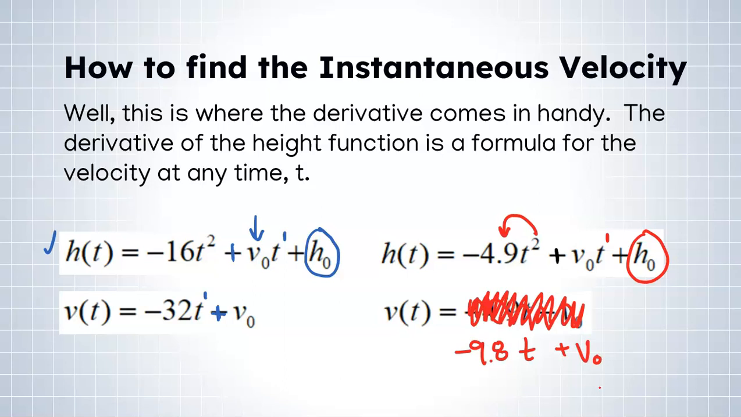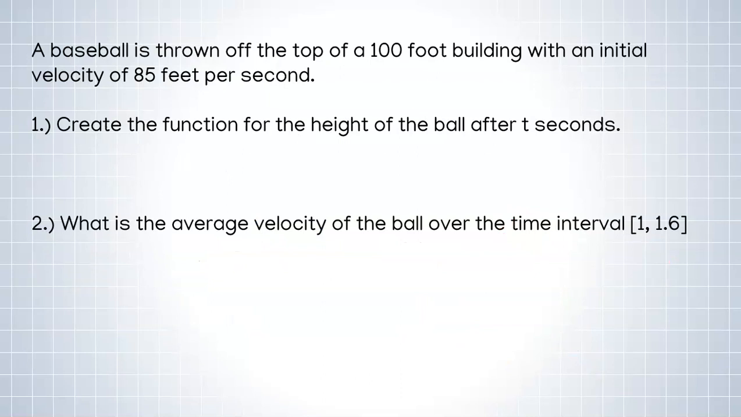Pretty easy, right? We've learned enough about derivatives to understand that a derivative is the instantaneous rate of change, in this case velocity, at any given time. All right, let's use all this to actually explore some problems. So the first problem is this.